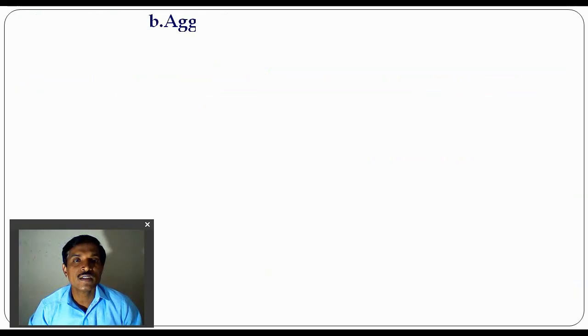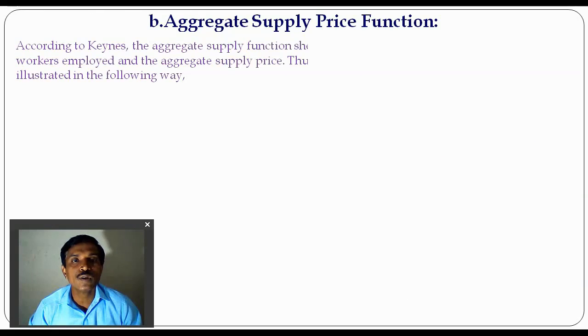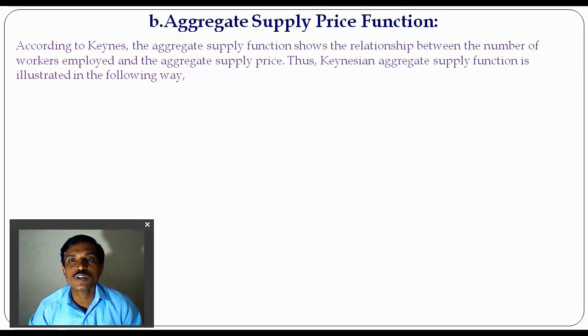The next is the aggregate supply price function. According to Keynes, the aggregate supply function shows the relation between the number of workers employed and the aggregate supply price. The Keynesian aggregate supply function is illustrated in the following way.